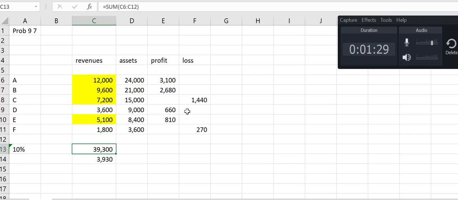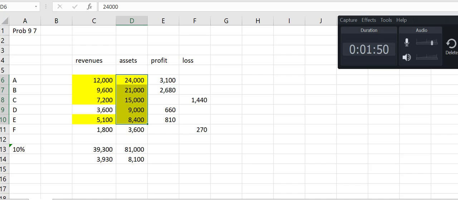So we're trying to get every segment that is significant. And we define significant based on these 10% tests. I do the same thing with assets. I've got 81,000 in total assets, so any segment that has more than $8,100 is reportable. So it's all of those.